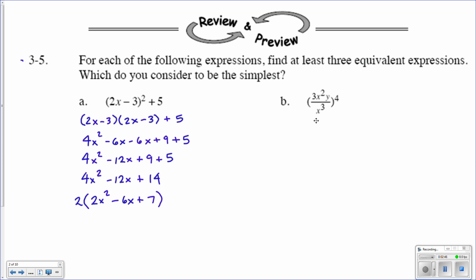Let's look at letter B. We have 3x to the second power y over x to the third, and the whole thing is being raised to the fourth power. All right, one thing we can look at doing here is if I wanted to try to simplify the inside first, I could say that my x squareds on the top will cancel out 2 of the x's on the bottom and leave me with 3y over x, raised to the fourth power.